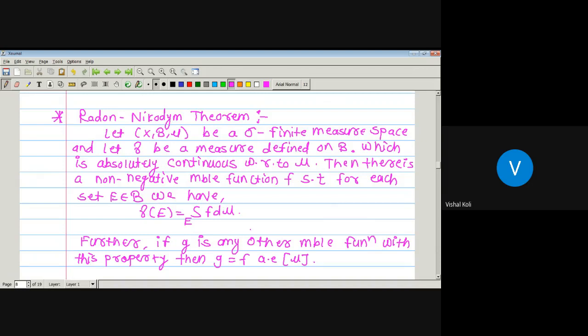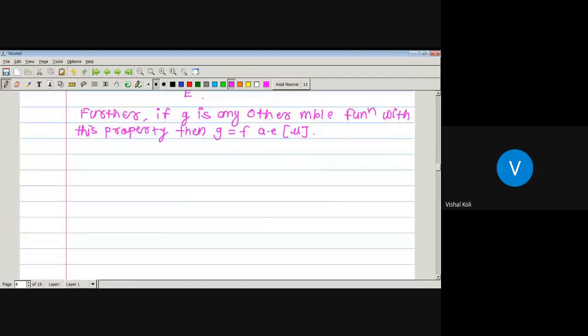First we will prove this theorem for a finite measure space, and after that we will extend it to a sigma finite measure space. So see its proof. First we will prove the theorem for a finite measure space.